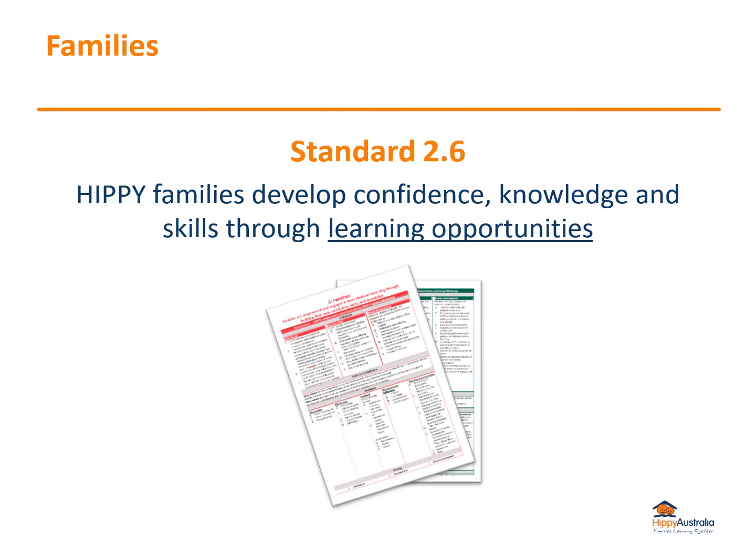Standard 2.6, HIPPY families develop confidence, knowledge, and skills through learning opportunities. The indicators for this standard look at HIPPY parents and carers being offered additional information on child development, literacy, numeracy, and parenting techniques, learning opportunities that develop their knowledge of family health, nutrition, and well-being, life skills and knowledge such as first aid, work skills such as digital literacy or language classes, opportunities to develop resumes, job search, and interview skills. This links to the guiding principle: children's learning is enhanced when parents understand children's growth and development.